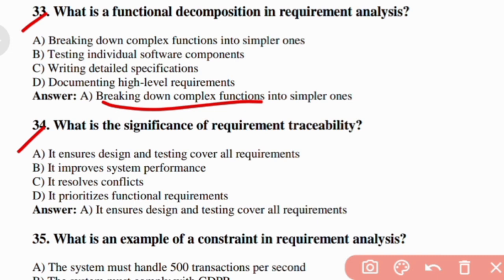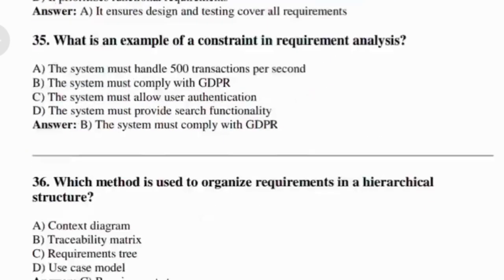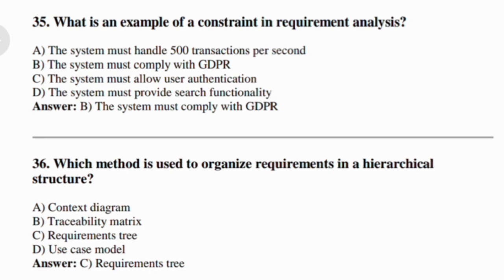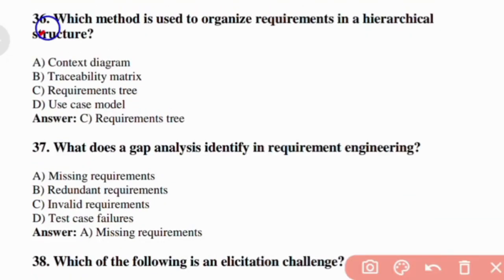What is the significance of requirement traceability? It ensures design and testing cover all requirements. What is an example of a constraint in requirement analysis? The system must comply with GDPR. Which method is used to organize requirements in a hierarchical structure? Requirements tree.